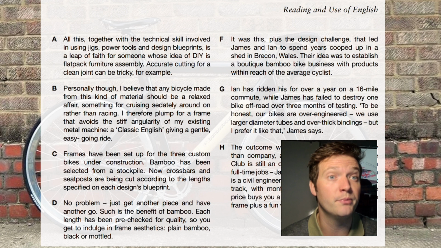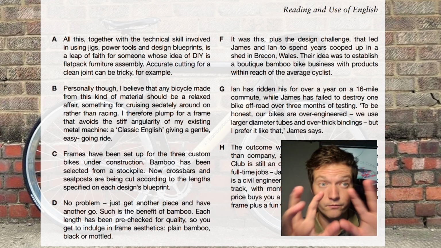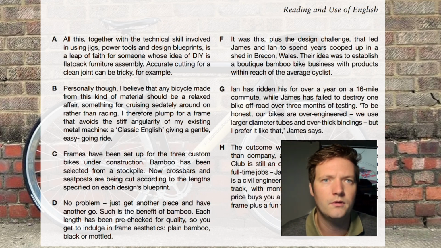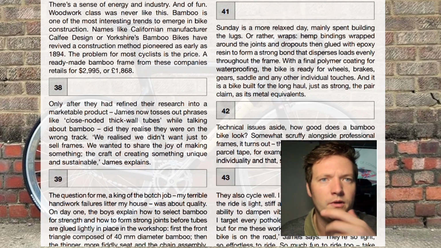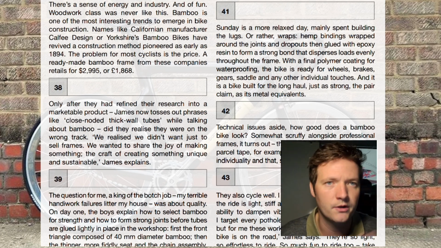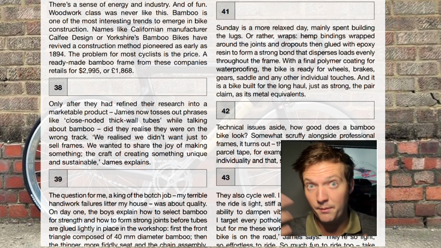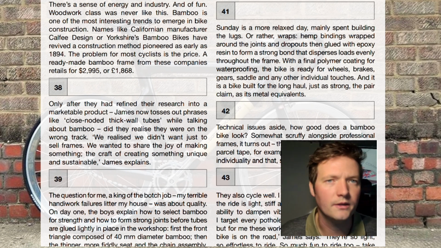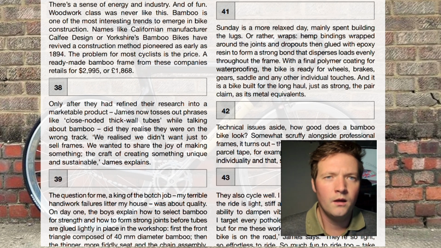Their idea was to establish a boutique bamboo bike business with products within reach of the average cyclist. Okay, within reach, so affordable, I guess, to the average cyclist. I don't think there's any doubt. I think it's F. Only after they had refined their research into a marketable product, and James then tosses out phrases like close-noded, thick-wall tubes, while talking about bamboo, did they realise they were on the wrong track. So they were thinking about setting up a boutique bike business, and then they realised they were thinking about it in the wrong way. I think it's clearly F. They were on the wrong track.